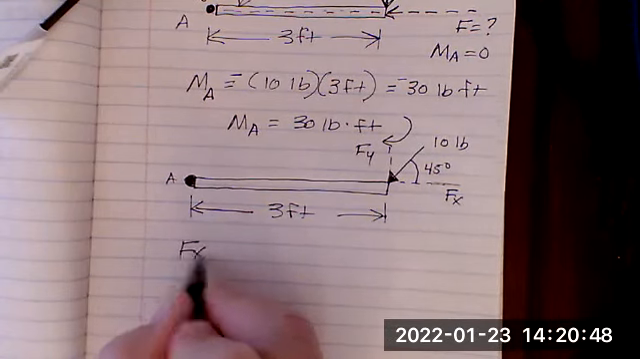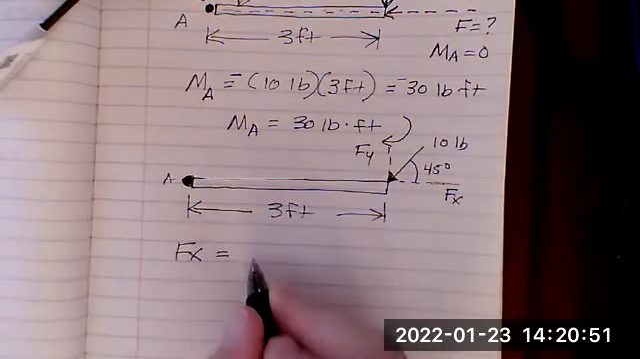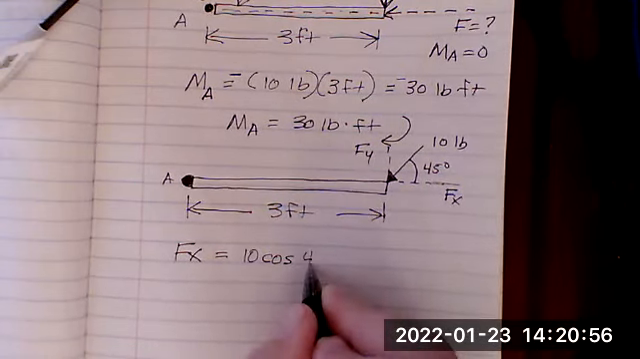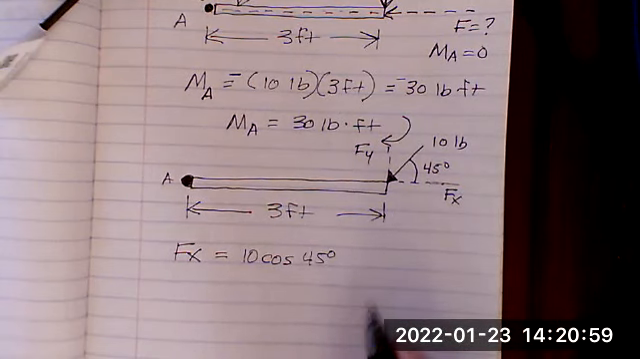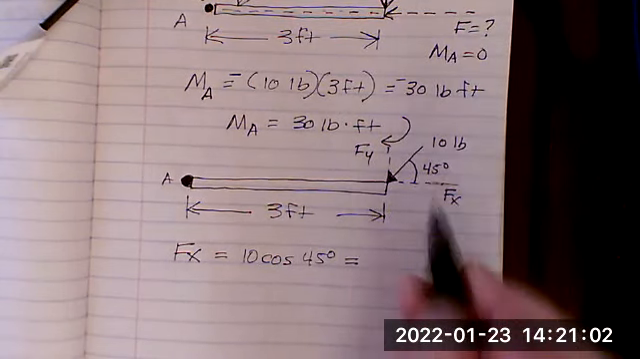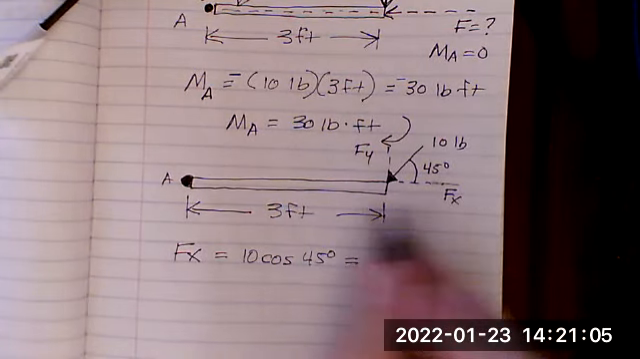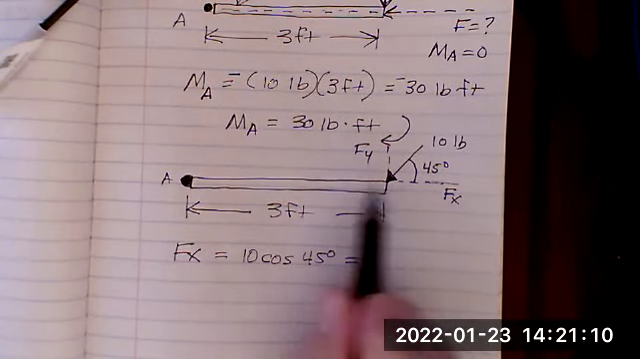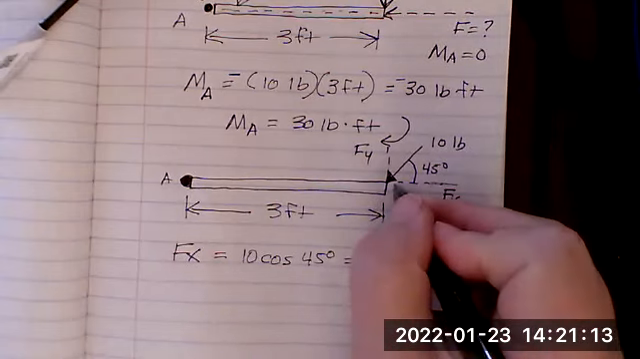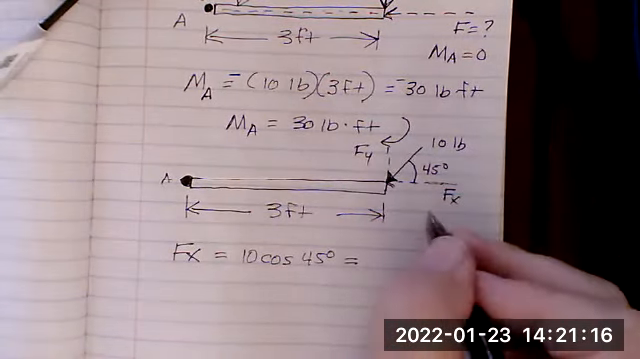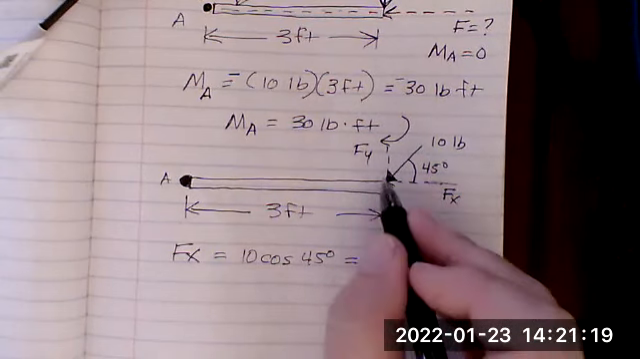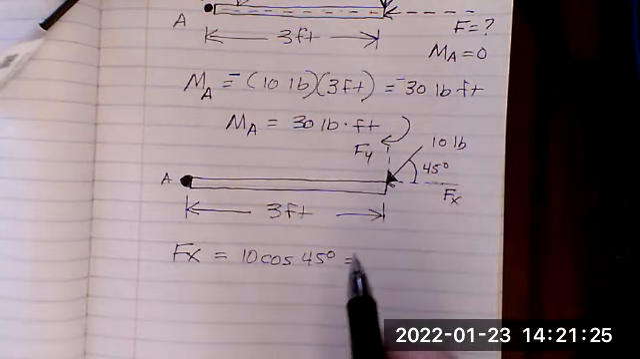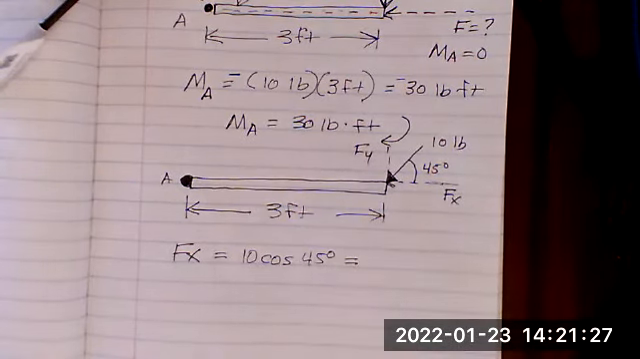F of x here is simply going to equal what? 10 cosine 45 degrees. Okay, and we were to find F of y. And by the way, I'm not worried about the direction right now because even though this horizontal component is going in the negative direction here, and so is this one, I'm not worried about that right now. I just want to know what the magnitude is of the force. Okay, the magnitude. So let's get out the calculator here.